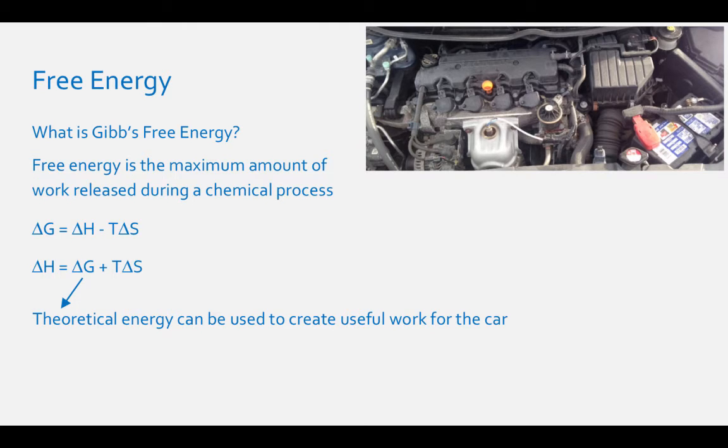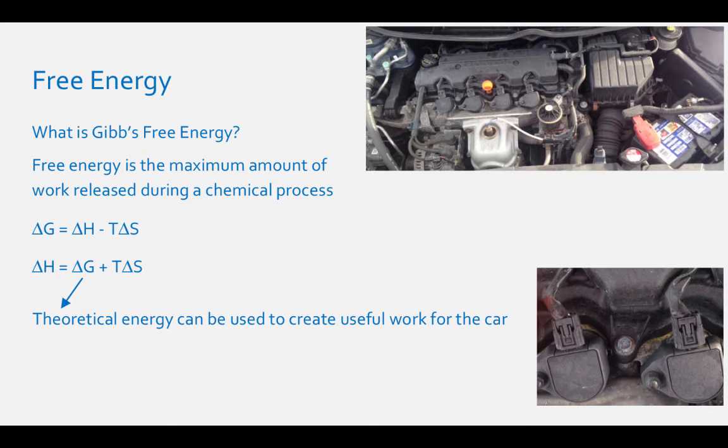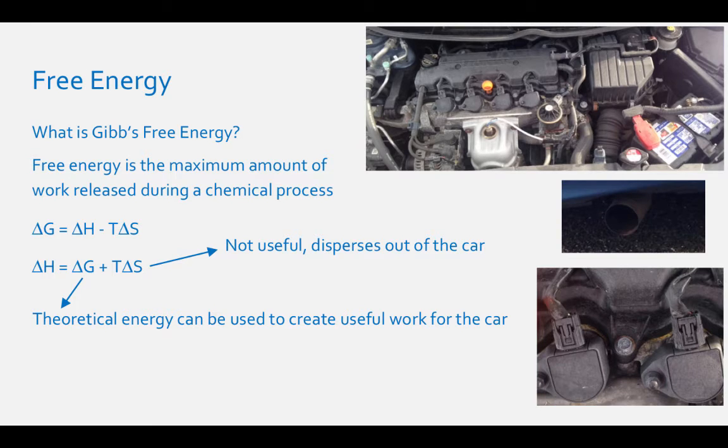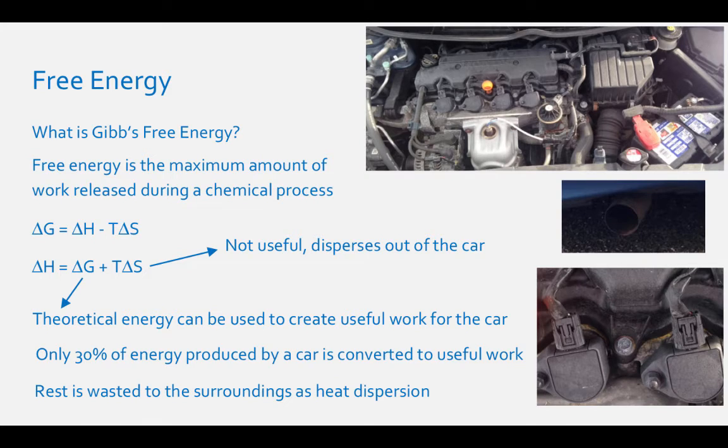One part, delta G, is the amount of theoretical energy that can be converted into useful work, such as generating electricity for the car's electrical system. The other part is the T delta S energy that is not usable. This is the portion of the energy that disperses out the car's exhaust system as hot gases. In fact, only about 30% of the energy produced during combustion of a gasoline-powered car is useful work. The rest of the total energy is wasted.